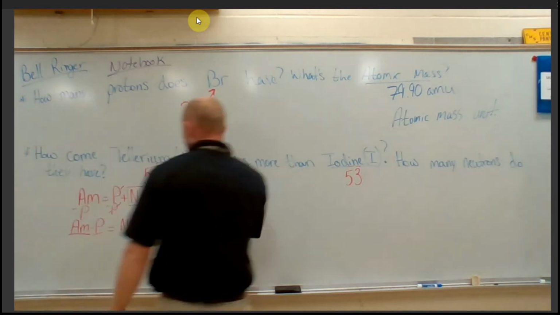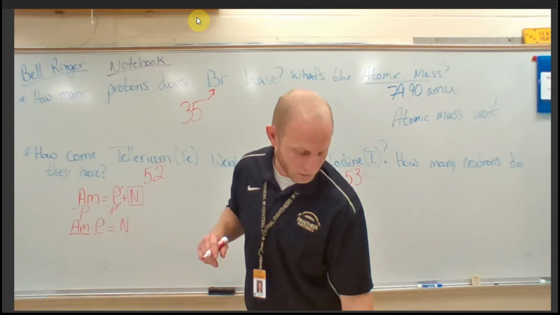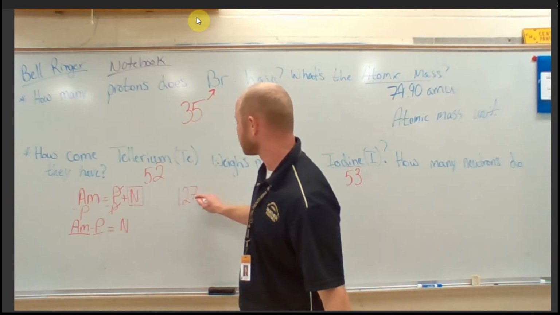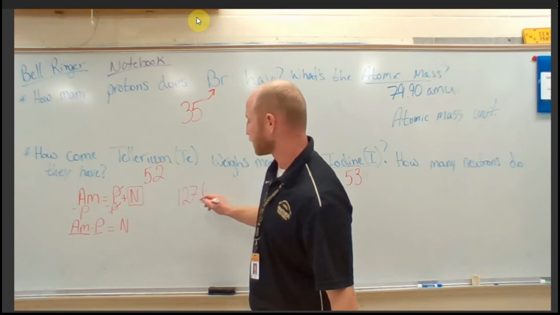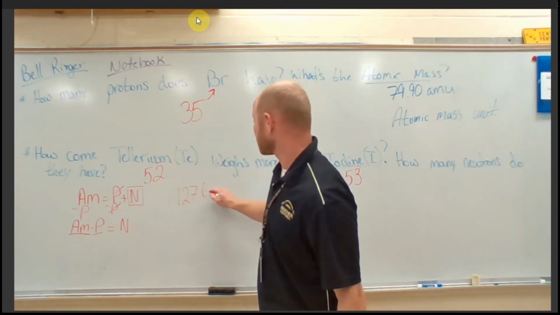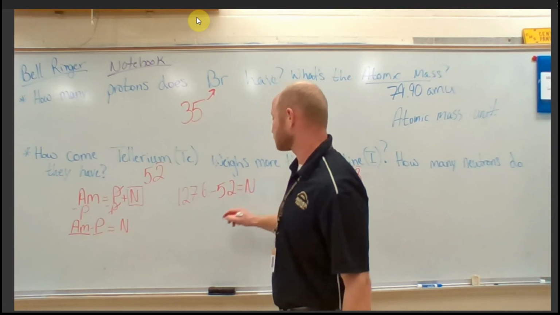So let's do tellurium here. The atomic mass of tellurium, I go ahead and look on my periodic table. It says 127.6, right? I know my number of protons. We've already found it, 52. So I'll subtract that from 52. Will give me the number of neutrons.